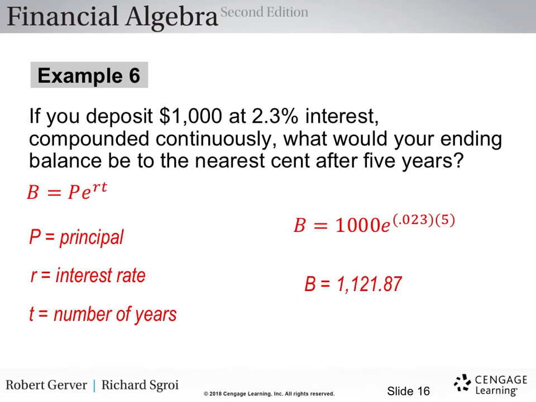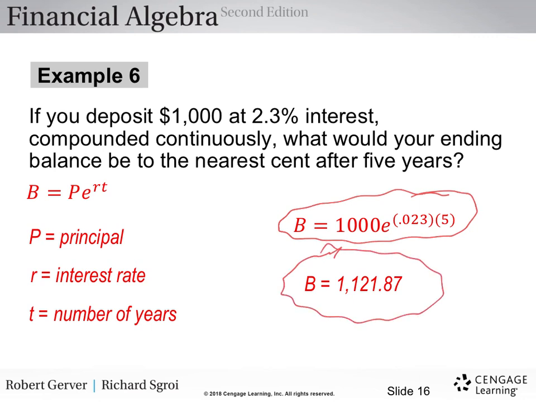Our principal is $1,000. Our interest rate is 0.023 as a decimal, and it's 5 years. So this is our equation right here. Now, what you're going to do to solve this is take e. It should be on your calculator. You're going to raise it to this power and then multiply it by 1,000. And that should give you, after 5 years, $1,121.87.